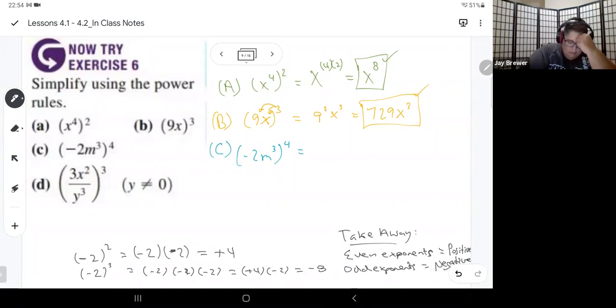Okay, let's finish up with C here. So -2 to the 4th power, m to the 3 times 4. Well, -2 to the 4th power would be one more -2 times -8, so that's going to give us +16. And then it's just going to be m to the 12th.